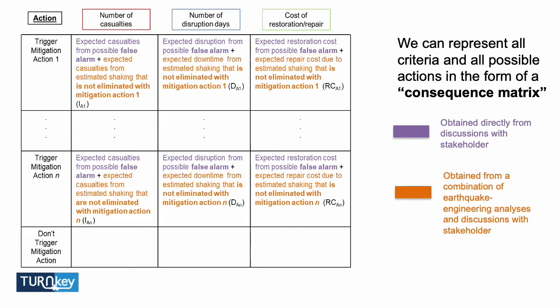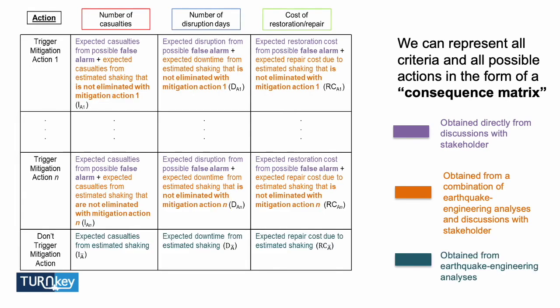Then some of the information in the matrix will come from both the stakeholder and our earthquake engineering procedures. And this is related to the risk that is left over if we take a given risk mitigation action. So even if we take a risk mitigation action in an earthquake early warning situation, not all of the losses associated with the incoming earthquake will actually be reduced. We might have some residual casualties or repair costs, for instance, and we need to understand that in our decision-making process. Then the last piece of the puzzle is the consequences associated with taking no action at all.